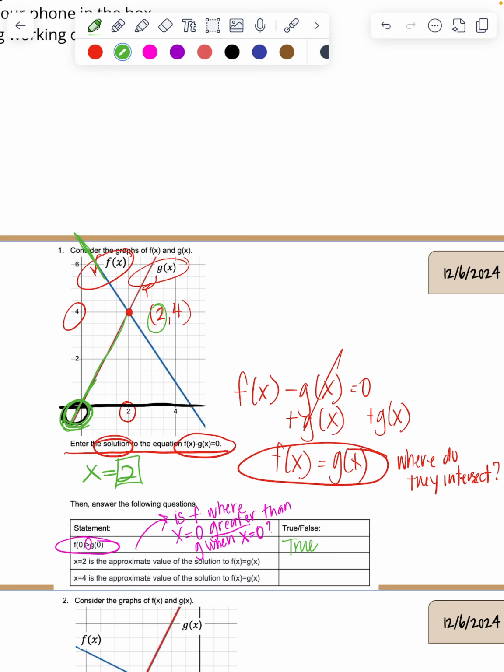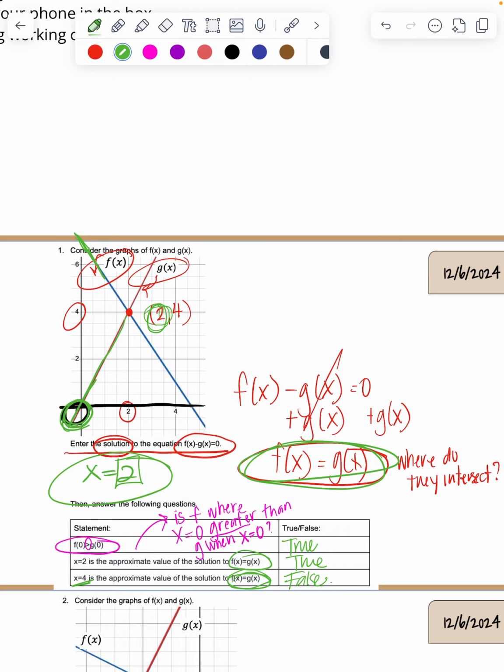Then it says x equals 2 is the approximate value of the solution to f of x equals g of x. We already solved that in the previous problem. We came up with x equals 2, where f of x equals g of x. We did that in the last problem, so that is true. We figured that out. Therefore, the statement that f of x is 0... is the approximate value of the solution. That's not true, because we know that the actual solution is 2, since that's where they meet. So x is equal to 2, not 2, 4, so that's false.